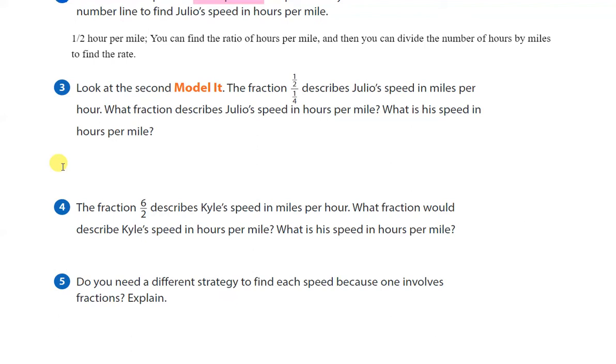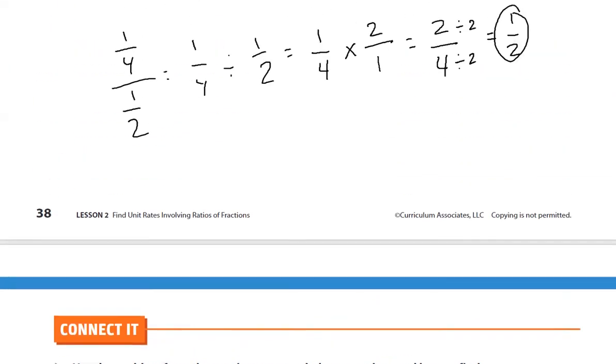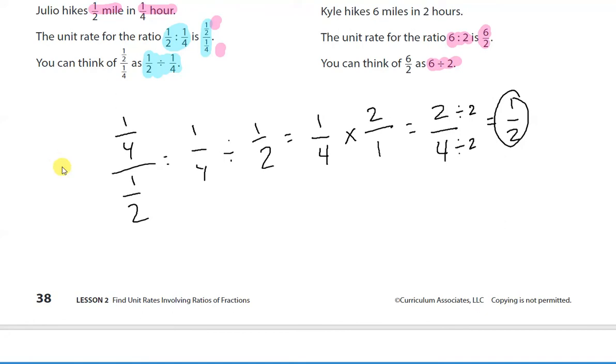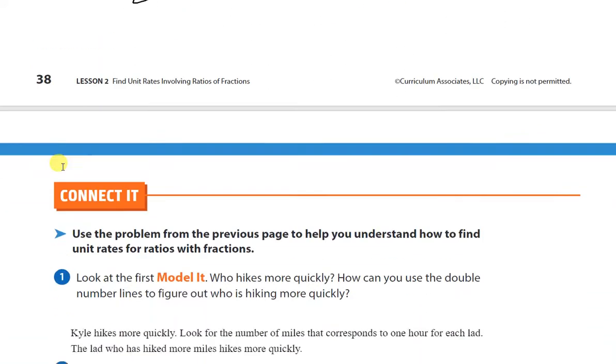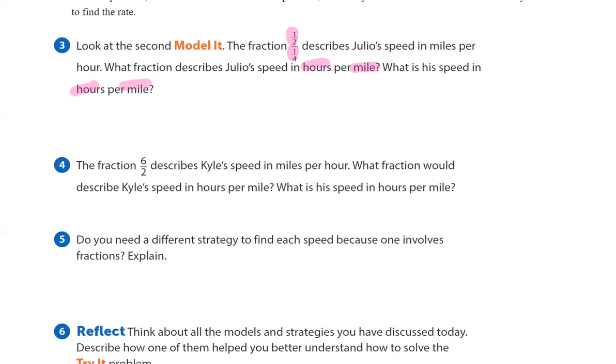The fraction 1/2 to 1/4 describes Julio's speed in miles per hour. So we've got miles per hour. What fraction describes Julio's speed in hours per mile? And what is his speed in hours per mile? So this is the way we did it up above. So the answer to this is this right here. So copy that down there. I did it backwards. The number line threw me off.